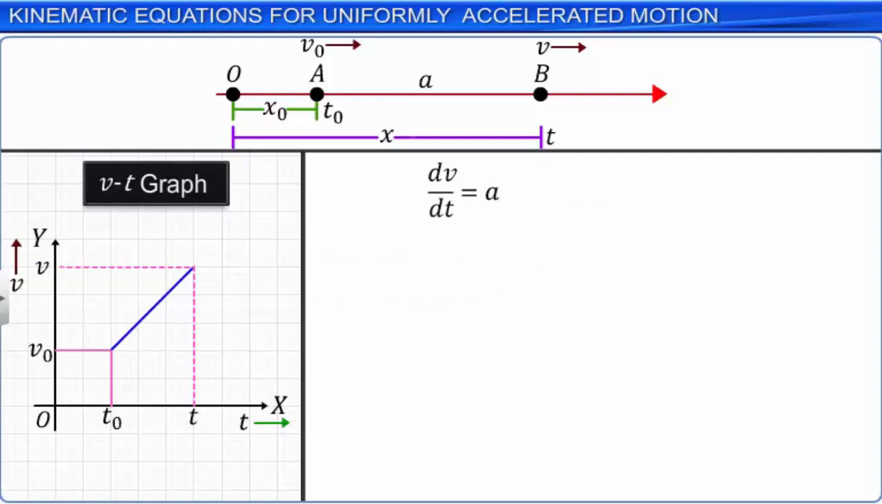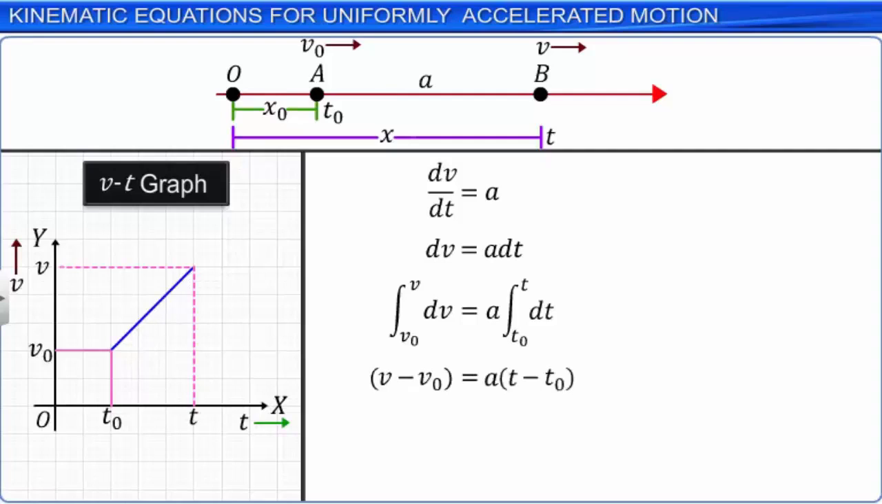Integrating both sides, integral v0 to v dv is equal to a into integral t0 to t dt. v minus v0 is equal to a into t minus t0. Rearranging the equation, v equals v0 plus a into t minus t0. This is equation 1 of motion.